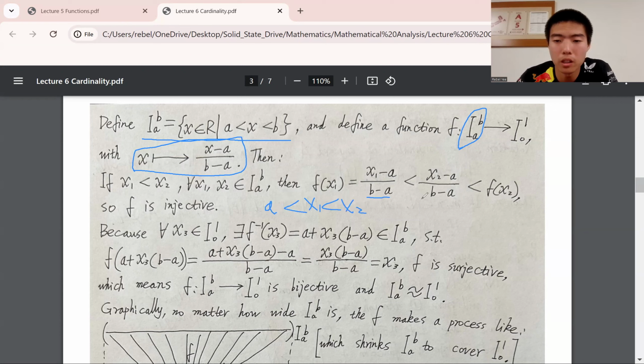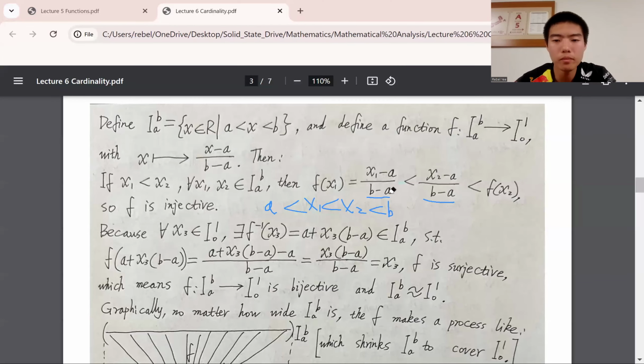So this is positive, this is positive, smaller than b. So this is positive, positive, this is positive, positive. So we just compare x1 minus a. This is shorter than x2 minus a. So in this case we say it's smaller. So f(x) is also not the same. So it is injective because it's a for all statement here.